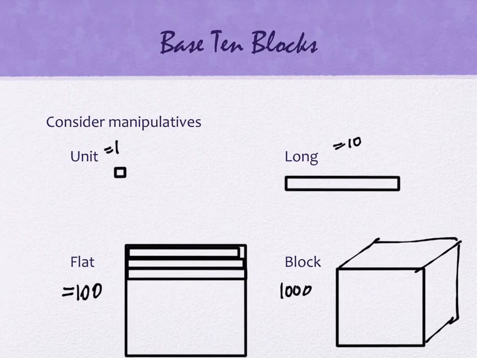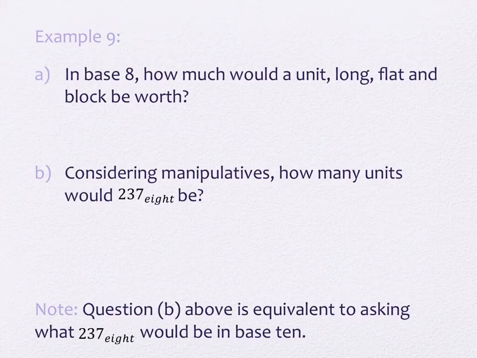So what would we do if we actually had only 8? Well, instead of having powers of 10, we'd have powers of 8, right? So it says, in base 8, how much would a unit, long, flat, and block be worth? Well, the first one's always worth 1. Units are always worth 1. That never changes. But the long would be formed by putting 8 units together. So the long would be worth 8.